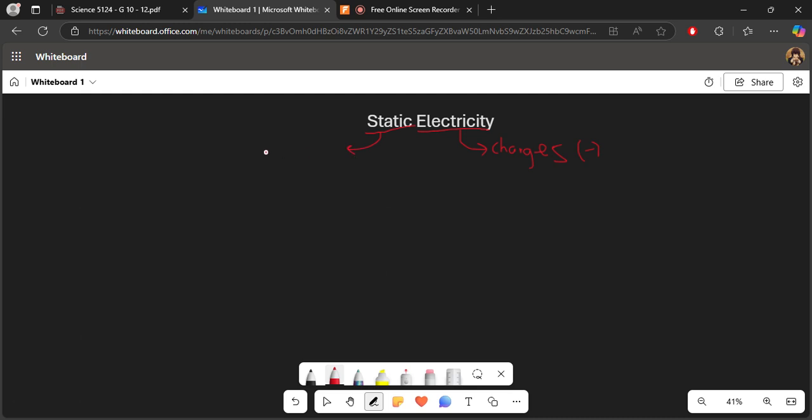Static means not changing. If something is static, it's not changing. Or rather, in this case, a better sense of the word would be not moving.